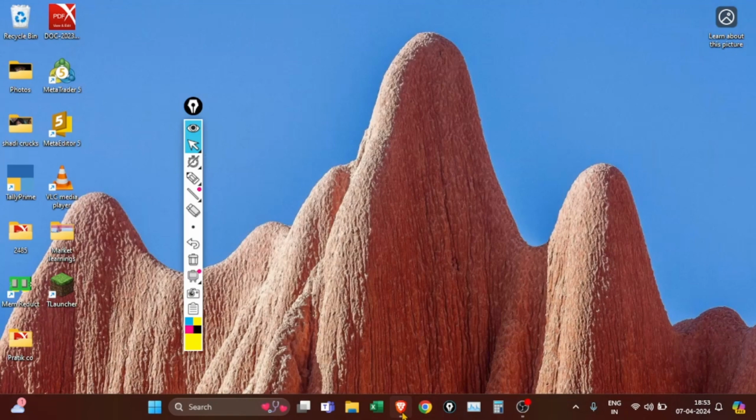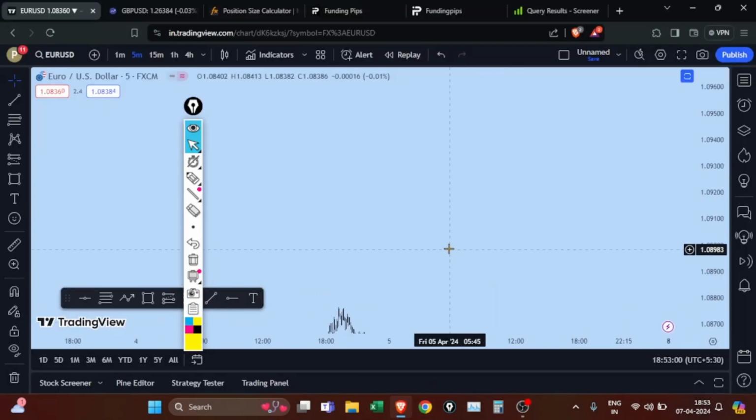So firstly, let me go to the charts. So yeah, here is the chart. The name of the strategy is 6 EMA. This strategy has basically two parts. First, the selling part and the buying part. So first let me share with you the selling part.